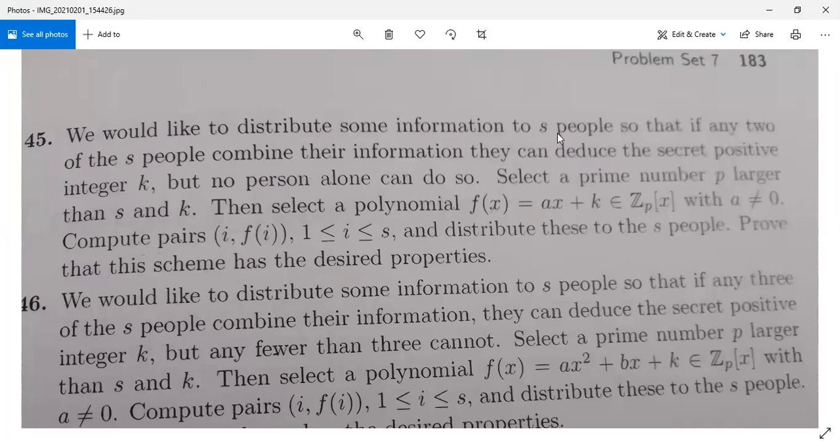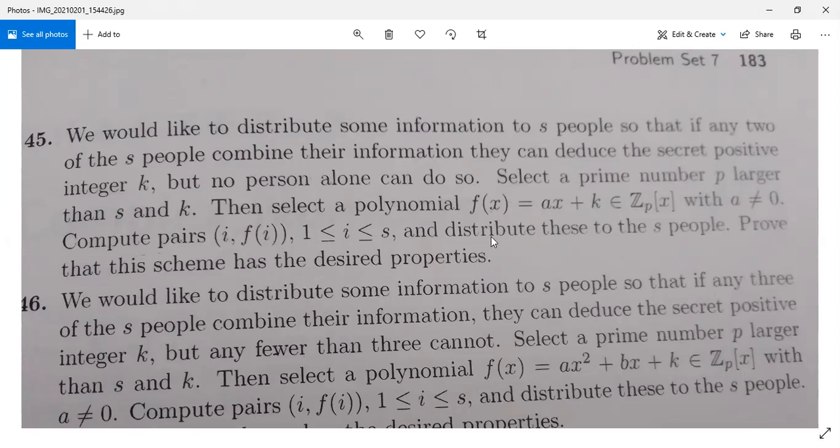S is, of course, a positive integer, so that if any two of the S people combine their information, they can deduce the secret integer k, okay? So you have some secret, and you are going to split the secret key k among S people in such a way that one person alone cannot recover the secret key k, but if you get two of them together, you can rebuild the key k. That is basically this problem.